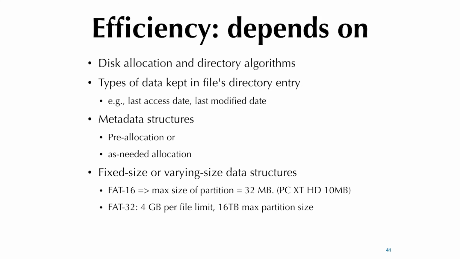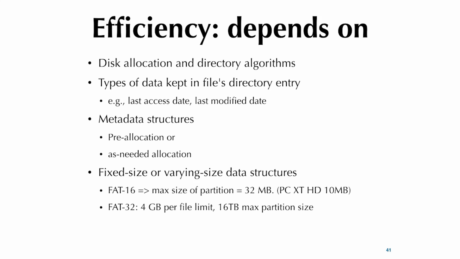So some pre-allocation may be helpful to reduce that latency. Now you can do fixed size or varying size data structure, and so FAT16, it's fixed size. So the maximum size of each partition works out to be 32 megabytes, right? So what if you have a larger file than 32 megabytes? Well, then you have to split them up, and then you need some other tool to then string them back together.